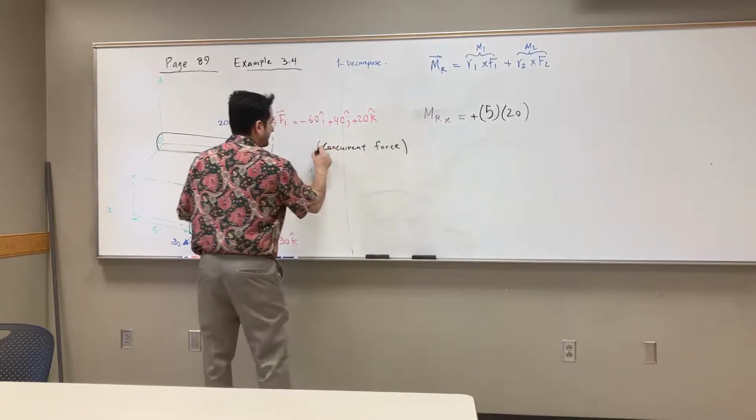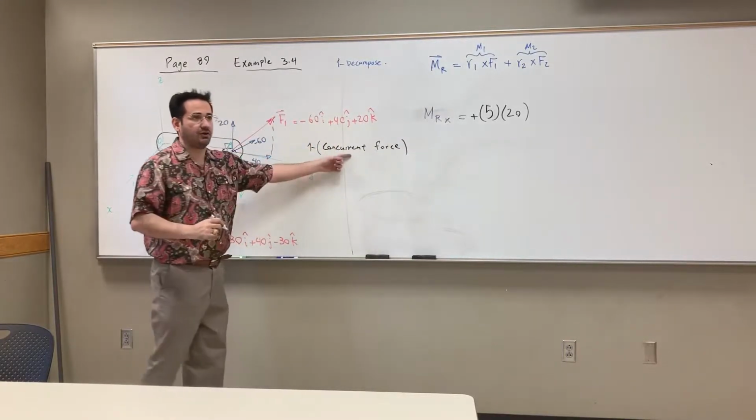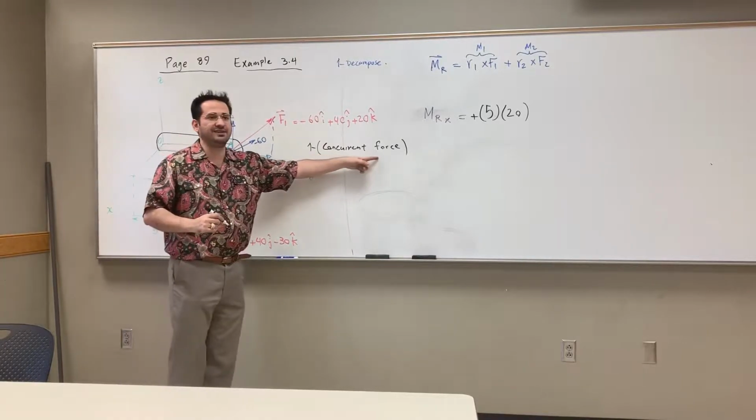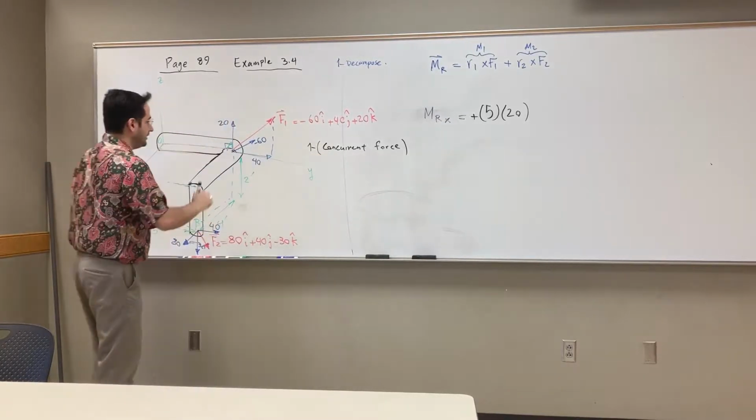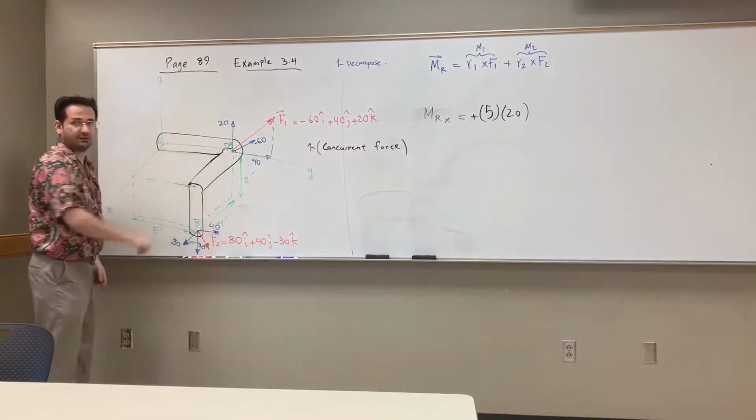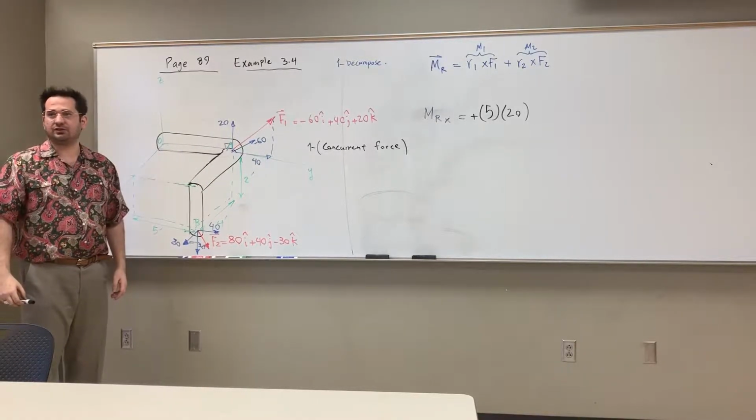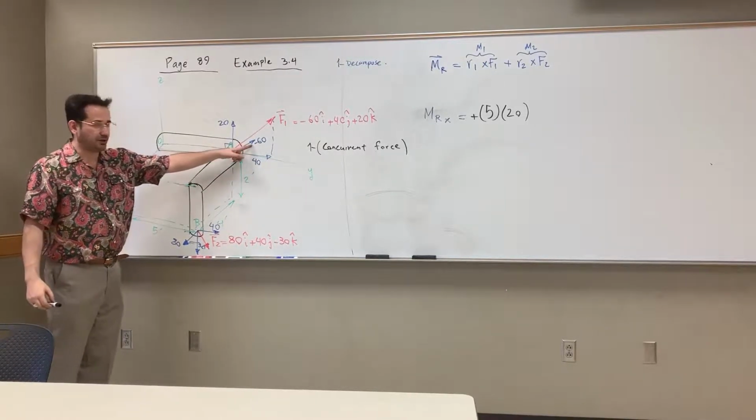So the first category of exception is concurrent forces. You just don't do anything, it's 0, you just skip it. So the moment you see this one going through that, the moment is 0, just skip it, go to the next one. What about this one?